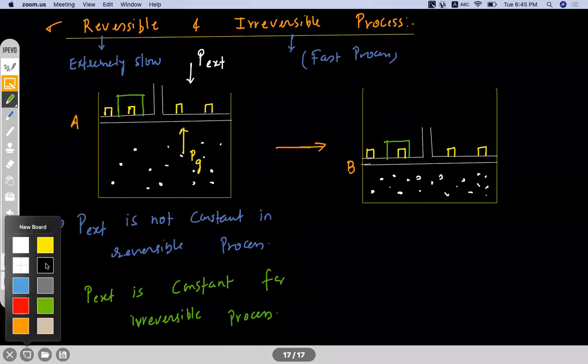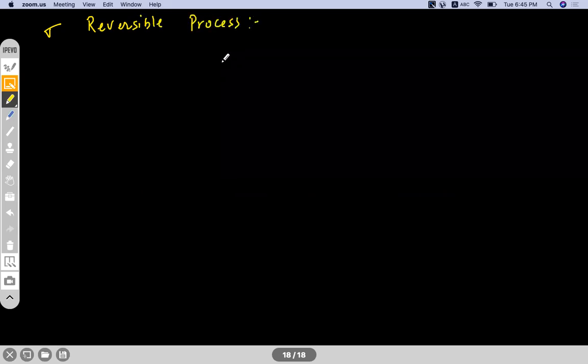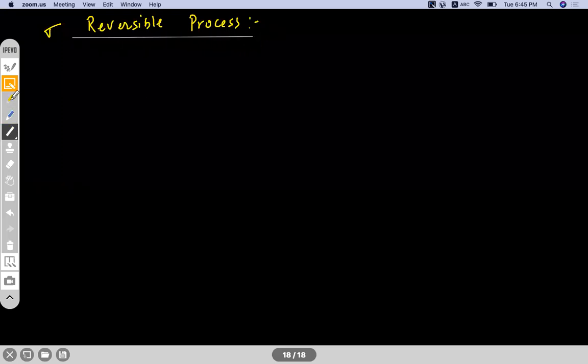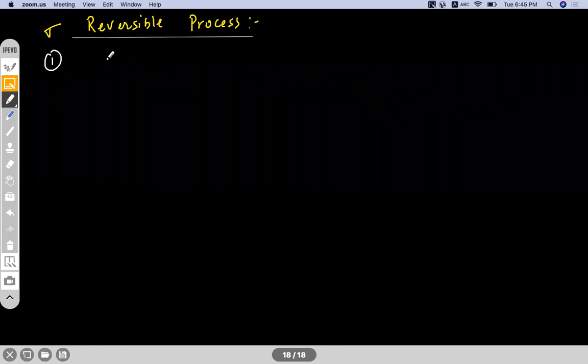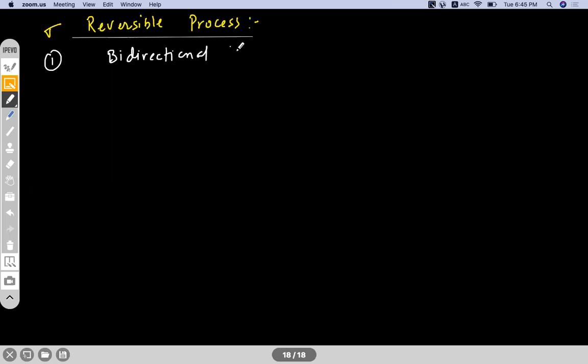Okay. Now, few properties of reversible and irreversible process you write down. Heading you write down here, reversible process. This difference also they ask in a school exam. Okay, the difference between reversible and irreversible process. First point, this is difference only. The first point you write down, it is bidirectional in nature. Bidirectional means we can revert. We can gain the original position without any external work.